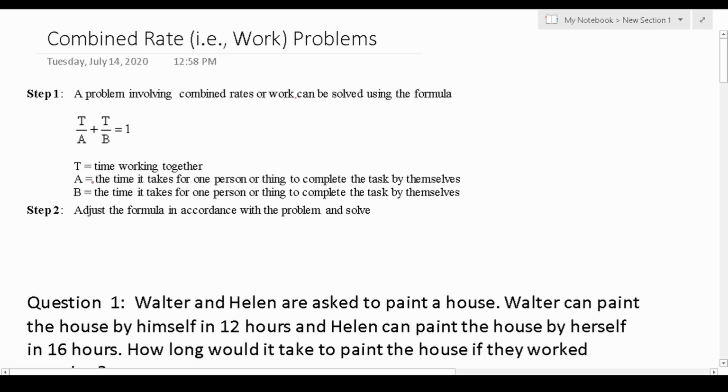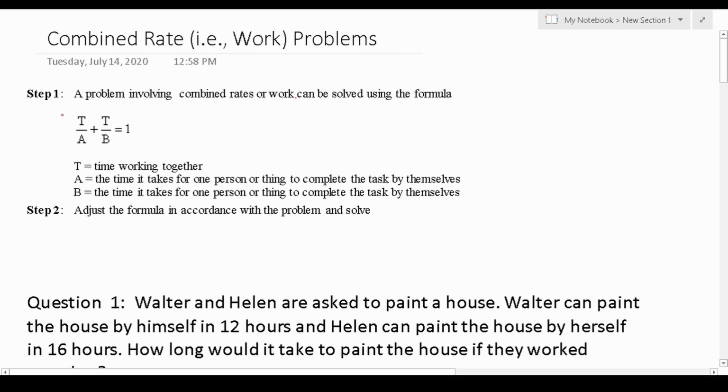Again, there are 2 steps to solving combined rate problems. The first of which is understanding this formula right here. That is T over A plus T over B equals 1, where T refers to the time working together, A refers to the time it takes for one person or thing to complete the task by themselves, and B refers to the time it takes for the other person or thing to complete the task by themselves, respectively.